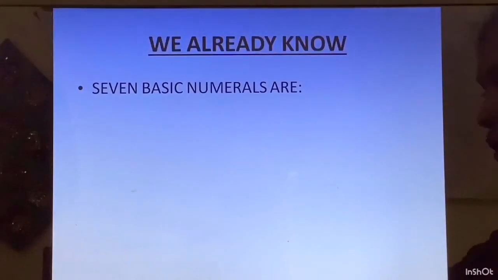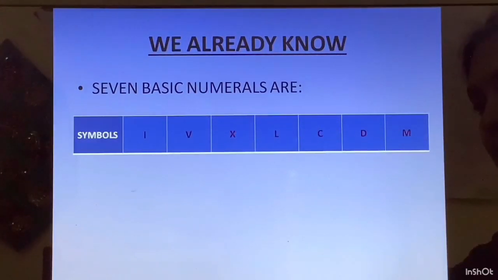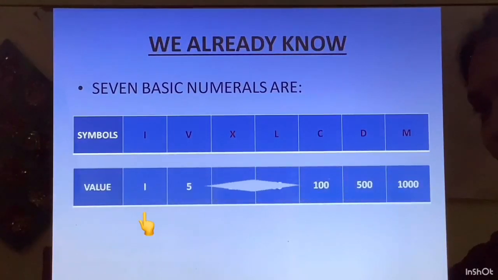There are few things you already know about Roman numerals. 7 basic numerals. And they are I, V, X, L, C, D, M. Do you remember what they stand for? I stands for 1, V stands for 5, X for 10, L stands for 50, C stands for 100, D stands for 500 and M stands for 1000.